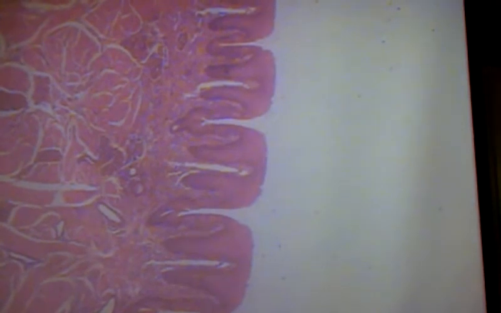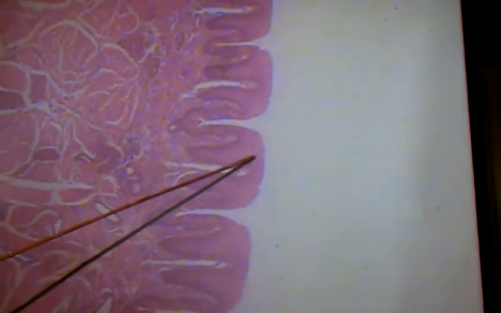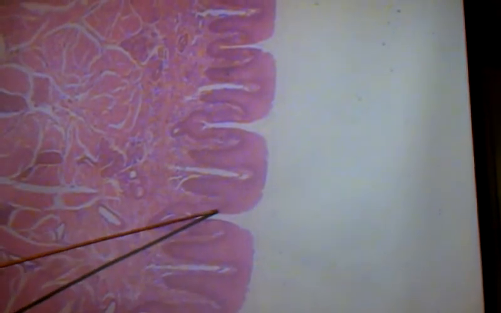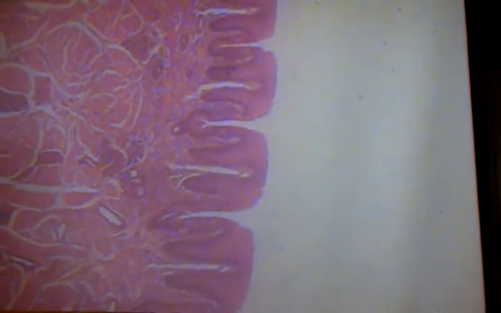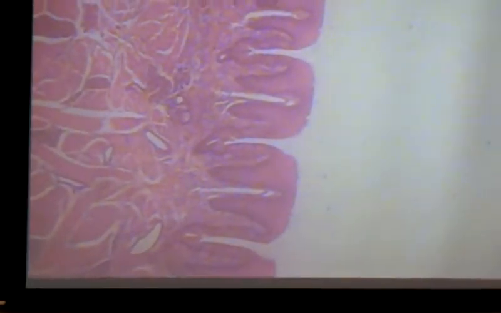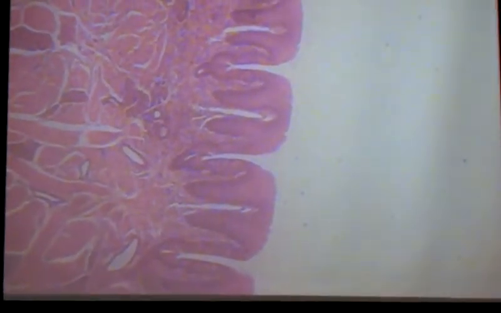So what we have here is the surface of the tongue. This is a papilla. This is a papilla. This is a papilla. That's what you're looking for, okay? The taste buds are in the crevices between papillae.